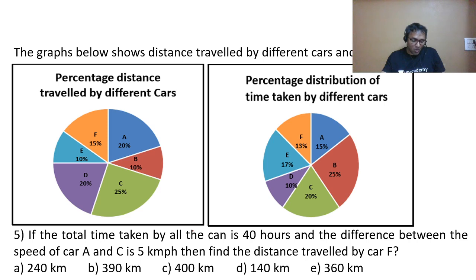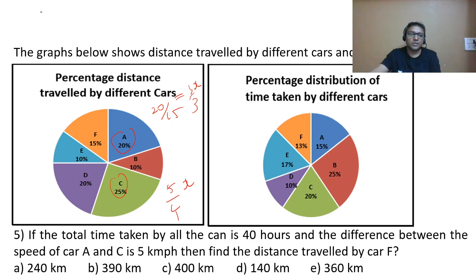So total time taken by all the cars is 40 hours, and the difference between the speed of car A and C. Let's look at the speed of car A. Car A is 20 upon 15, and the speed of car C is 5 upon 4. So that is 4 upon 3 and 5 upon 4. Difference is 5 kilometers per hour. But I don't know what is 4 upon 3. Let's say 4 upon 3 x and 5 upon 4 x.